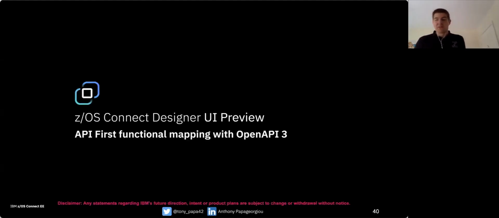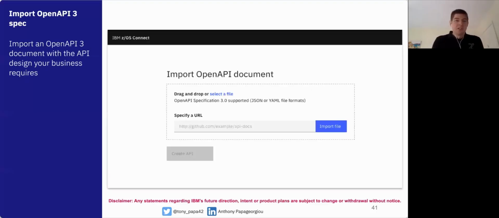What I'm going to do now is dive into some of the UI specifics around how we might deliver that API first functional mapping with OpenAPI 3. So first up, if you think about how the tool works today with z/OS Connect, you come into your Eclipse tooling and you open up your API project, and the first thing it really asks you to do is create your paths. What's your API going to look like?